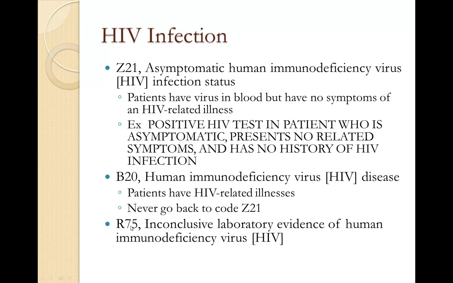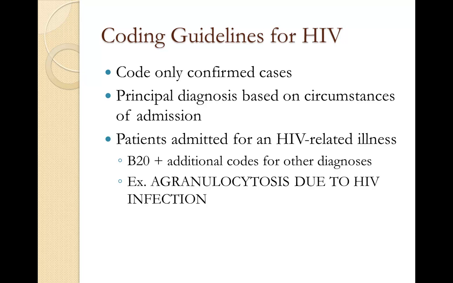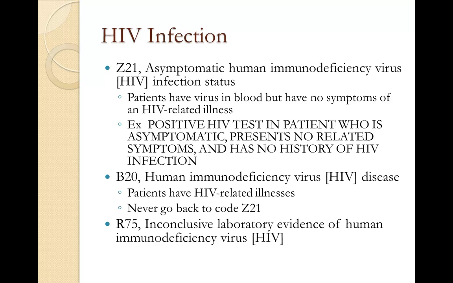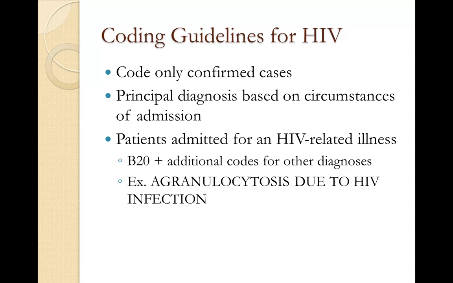We also looked at that R75, inconclusive laboratory evidence of human immunodeficiency virus. So some guidelines here. We want to code only confirmed cases. So that's why the inconclusive, we're not going to code that as a Z21. We're going to code it as an R75. The principal diagnosis is going to be based on circumstances of the admission.